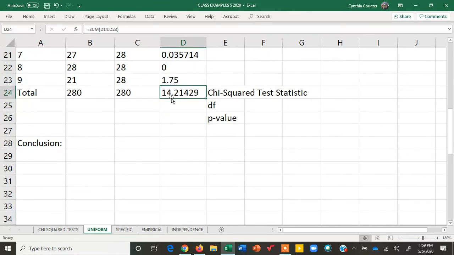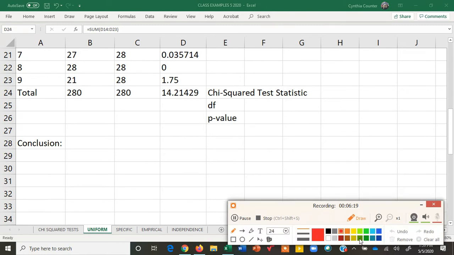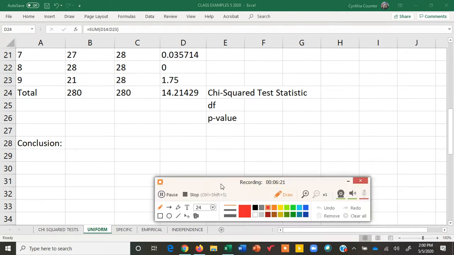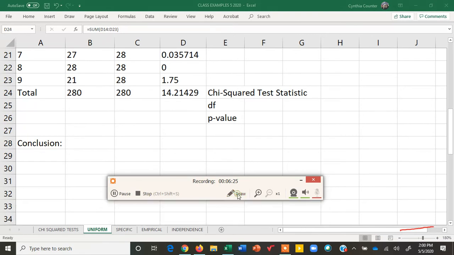And so we need to determine if 14 is considered large. And to do that, we'll find the p-value, which is the area in the tail as described by this test statistic. Now, a chi-squared distribution is a right-skewed distribution. So the chi-squared distribution looks like, hold on a second.